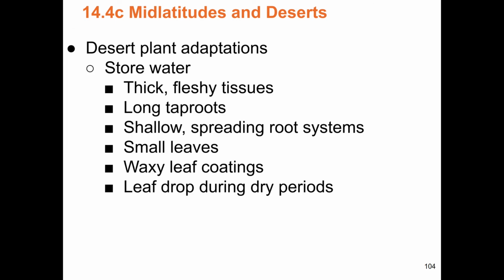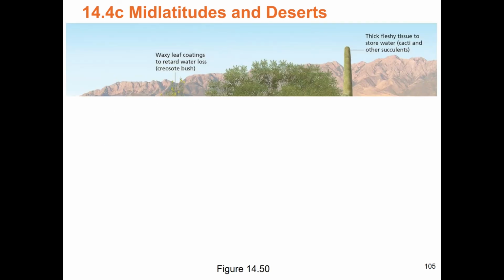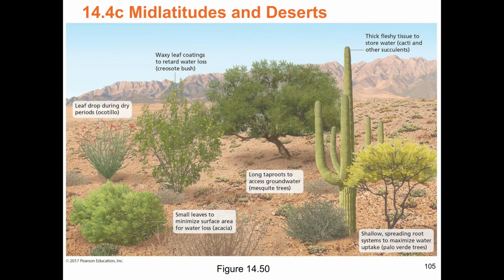Desert plant adaptations, thick, fleshy tissues, cactus, spikes, waxy leaf coatings. I love this image. This is an illustration that was carefully designed to highlight many of the desert adaptations. And here's a bonus question you should think about. Where would you, what type of climates would you expect to not see saguaro cactus?